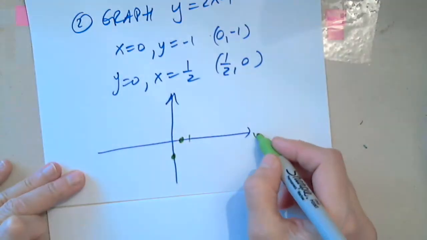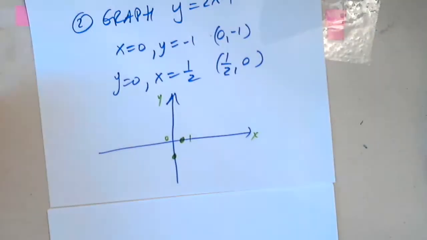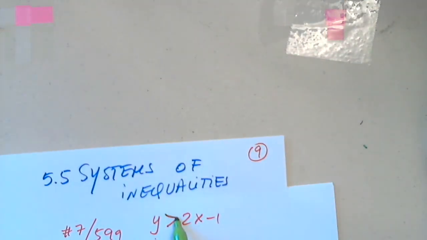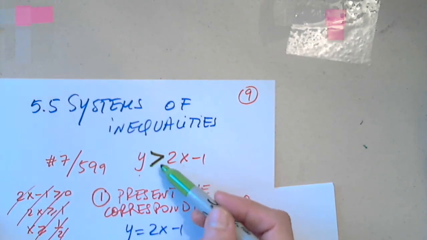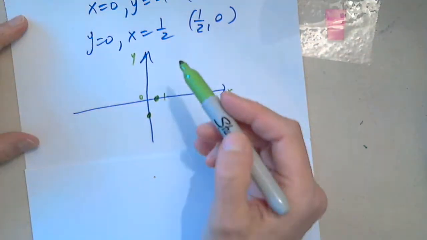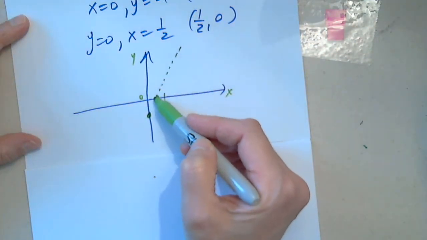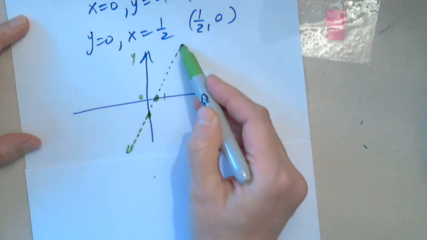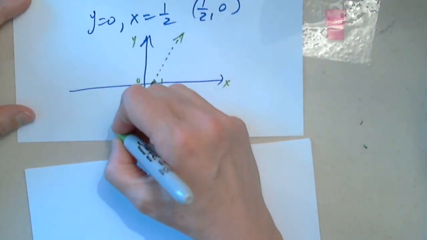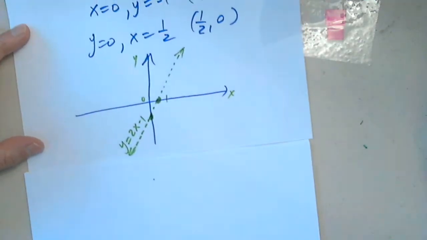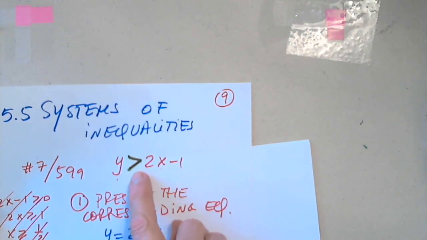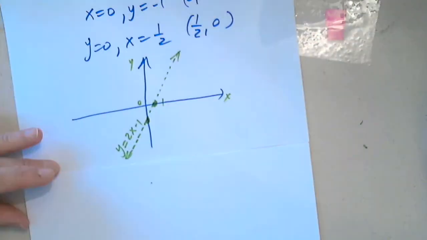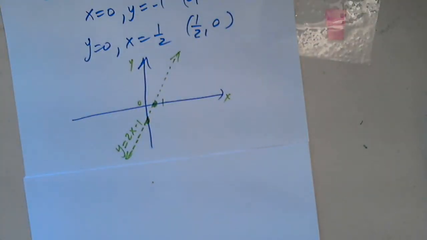At this point, I'm going to stop. I will not connect the points before I look at this. It's a strict inequality. It does not have the equal symbol. Because it does not have the equal symbol, I will graph the line as a dashed line. I would write y equals 2x minus 1. It's not a solid line. If the inequality had the equal symbol, I would have graphed it as a solid line. But right now, I cannot graph it as a solid line.